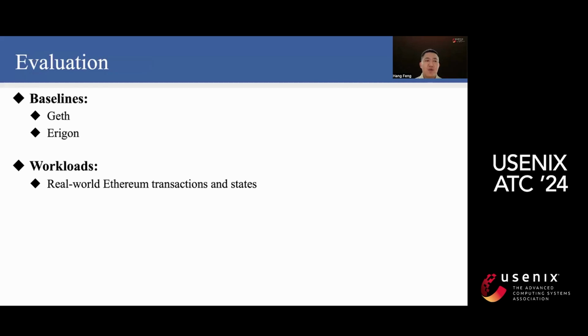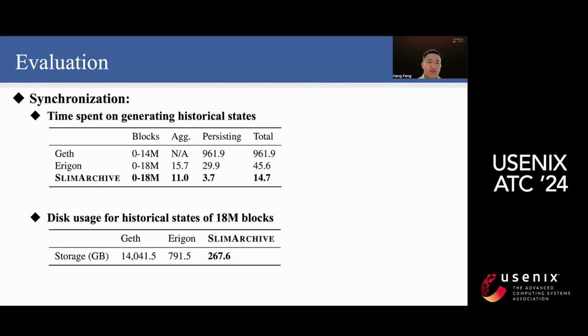In evaluation, we choose Geth and Erigon for comparison because they are state-of-the-art solutions for Ethereum archive nodes. We also use real-world Ethereum transactions and states as workloads. We evaluate the synchronization performance. Geth spent 40.7 hours on generating historical states, and it uses 267.6 gigabytes of storage to save historical states. In summary, SlimArchive achieves faster synchronization and requires less disk.